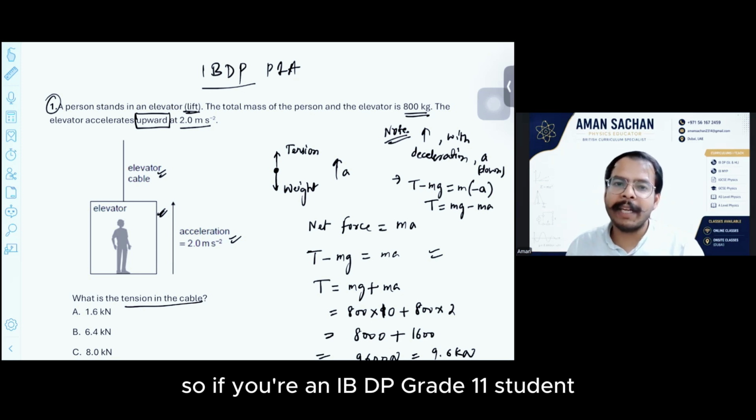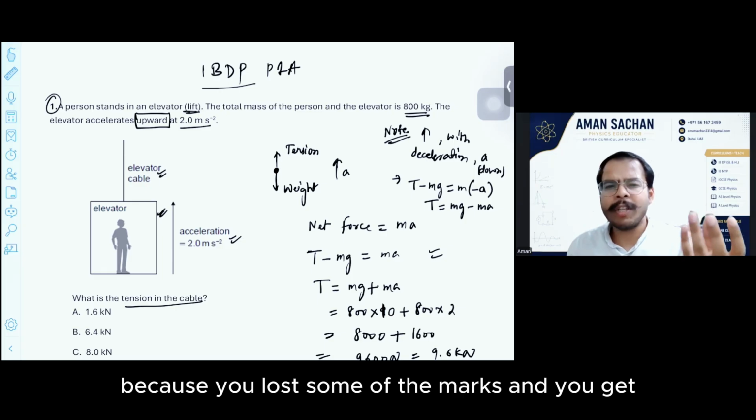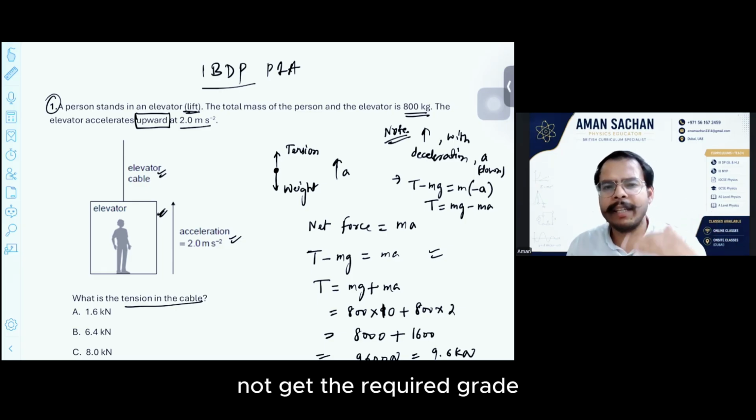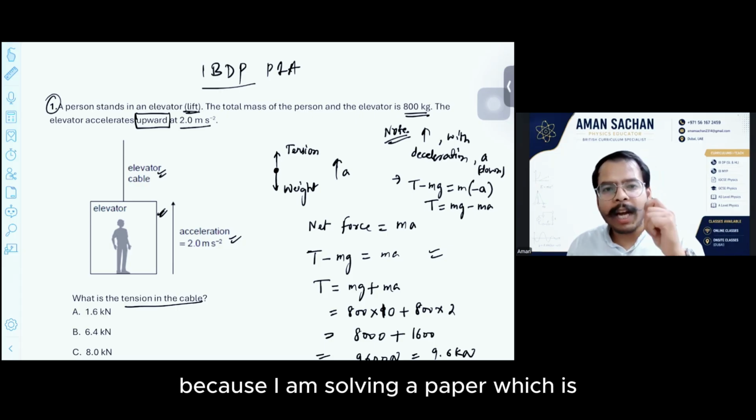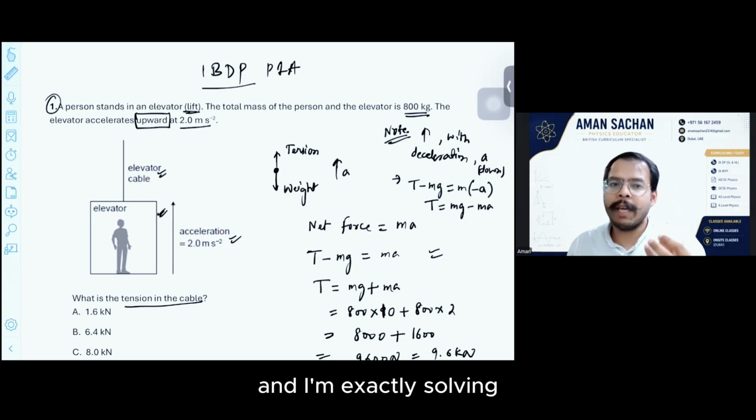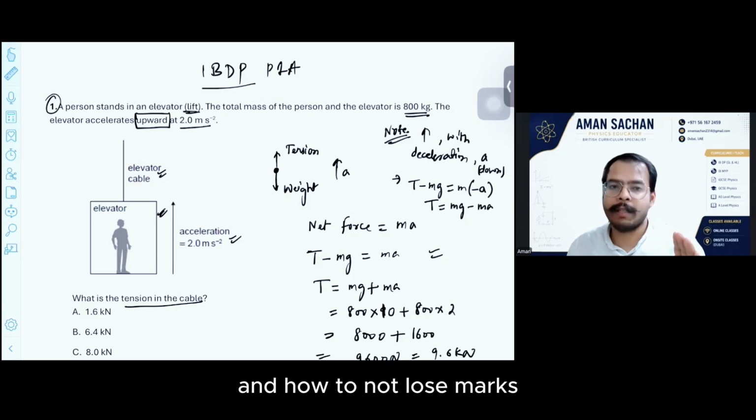So if you're an IBDP grade 11 student preparing for your resit in August or September because you lost some of the marks and did not get the required grade, then this video is helpful for you. Why? Because I am solving a paper and showing how to solve it and how to not lose marks.